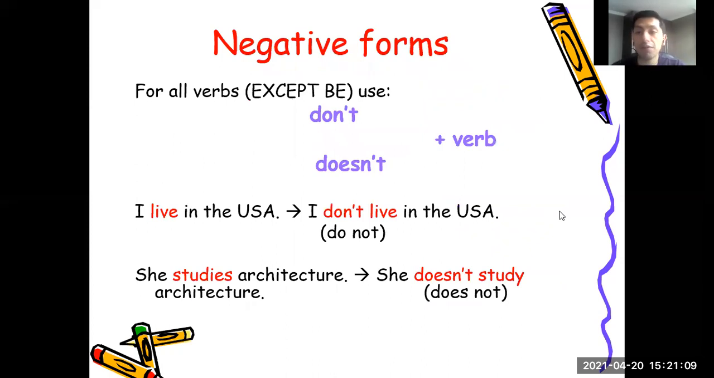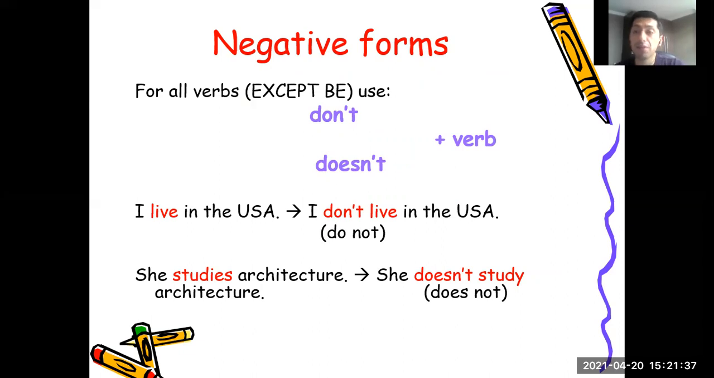Also, for the negative forms, with all the verbs that are not the verb be, we have to use the auxiliaries don't or doesn't, depending on the pronoun, on the person that we're talking about. Okay. Again, if we use the pronouns I, we, you, or they, we're going to use the negative auxiliary don't. For example, I don't live in the USA. Okay, or do not if you don't want to use the contraction.